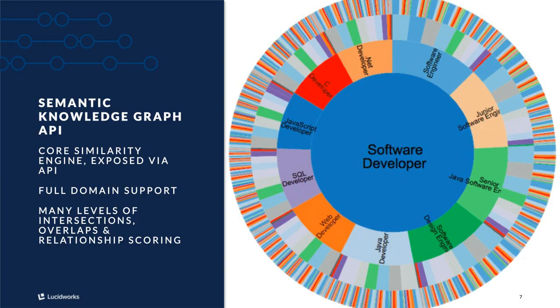So the semantic knowledge graph feature is exposed as a simple API against your indexed documents, and it's basically there and ready to be leveraged instantly by any application. The image on the right shows a sample of a semantic knowledge graph for the concept of software developer and all the related roles around it.